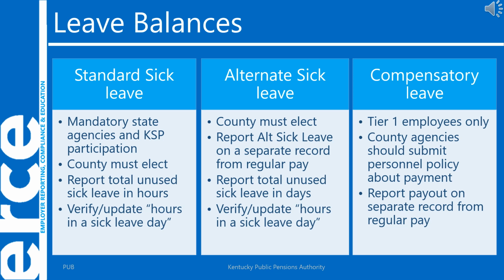If the employer provides compensatory time payments to their employees, the lump sum payment should be reported for Tier 1 employees only and separate from the regular pay record. This automatically populates for the state and state police agencies, but must be added to the supplemental report details by the county employers who provide this benefit.